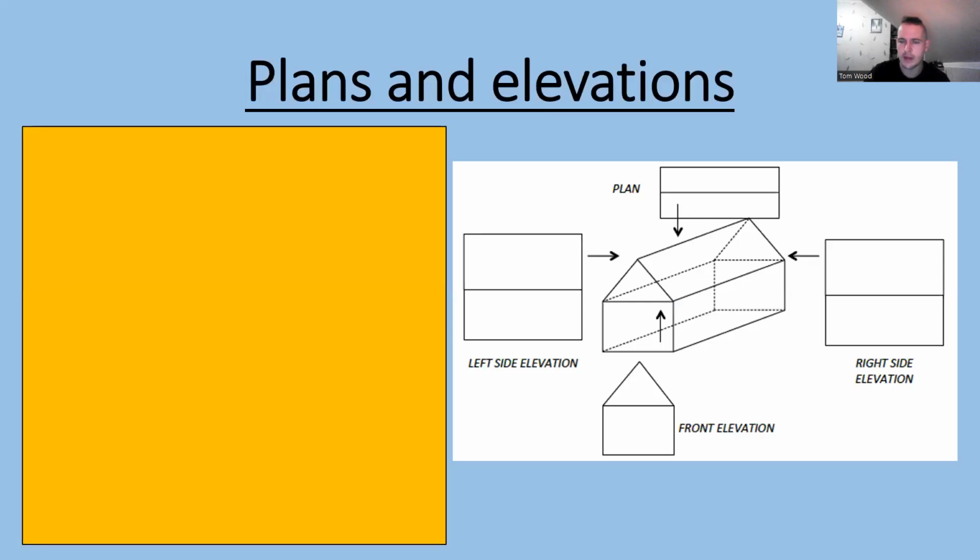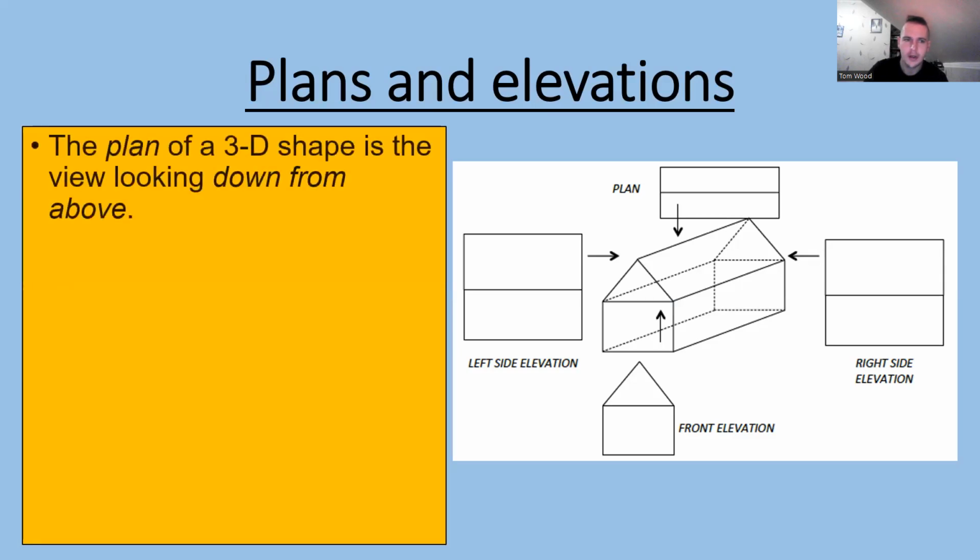So in general, if we have a question like this, we just need to know what all of the different views are. When we're talking about plans and elevations, it's always the idea of looking at a 3D shape and drawing the different angles of it in 2 dimensions so that you can then piece it together and know what the 3D shape itself is going to be.